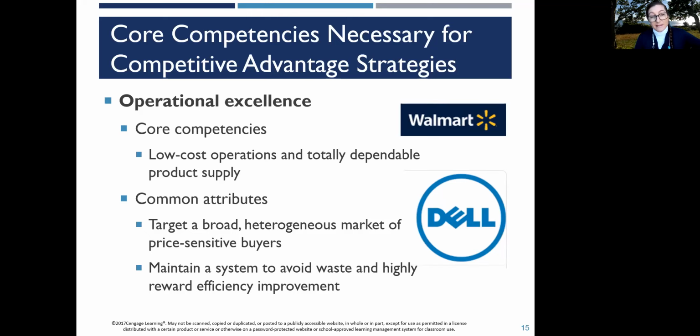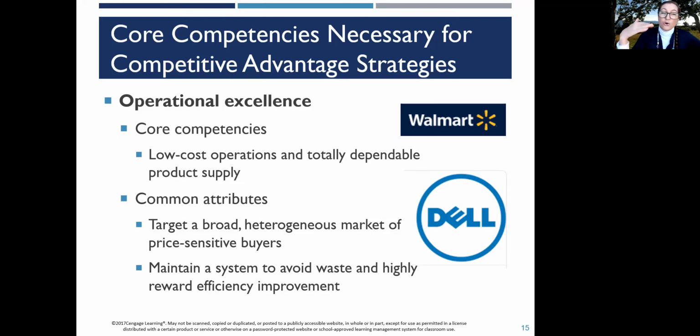So typically, if an organization has operational excellence as their competitive advantage, they will have low-cost operations as their core competency. Core competency means, what are they good at, right? And Dell is highly reliable in terms of product supply, and this is part of how they have achieved their cost leadership as a core competency.